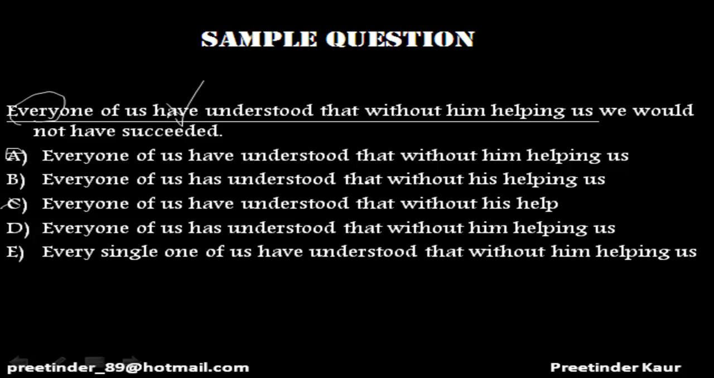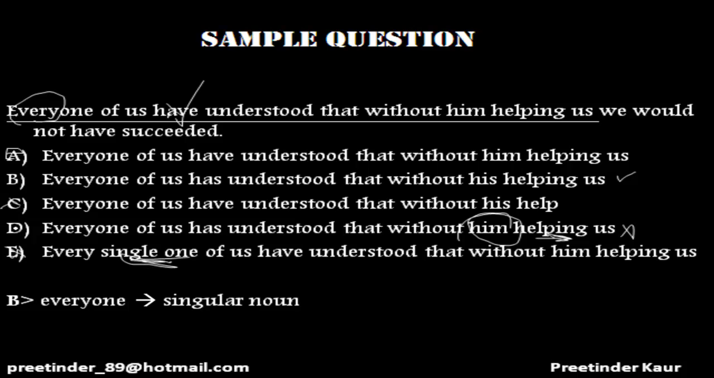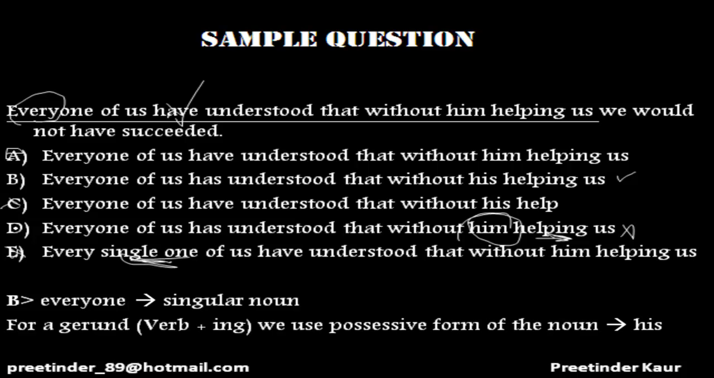Every one of us has understood that without his helping us. Now there is no problem over here. Every one of us has understood that without him helping us. Now this is wrong. We'll do this in another video, that when we use verbs with ing, that is the gerund form, we use the possessive case of the pronoun. We do not say him helping us, it will be his helping us. Then every single one of us, now this is changing the entire meaning. It should just be everyone, so even this is wrong. And so the correct answer is B. Everyone is the singular noun. And for a gerund, we use the possessive form of the noun, that is his.